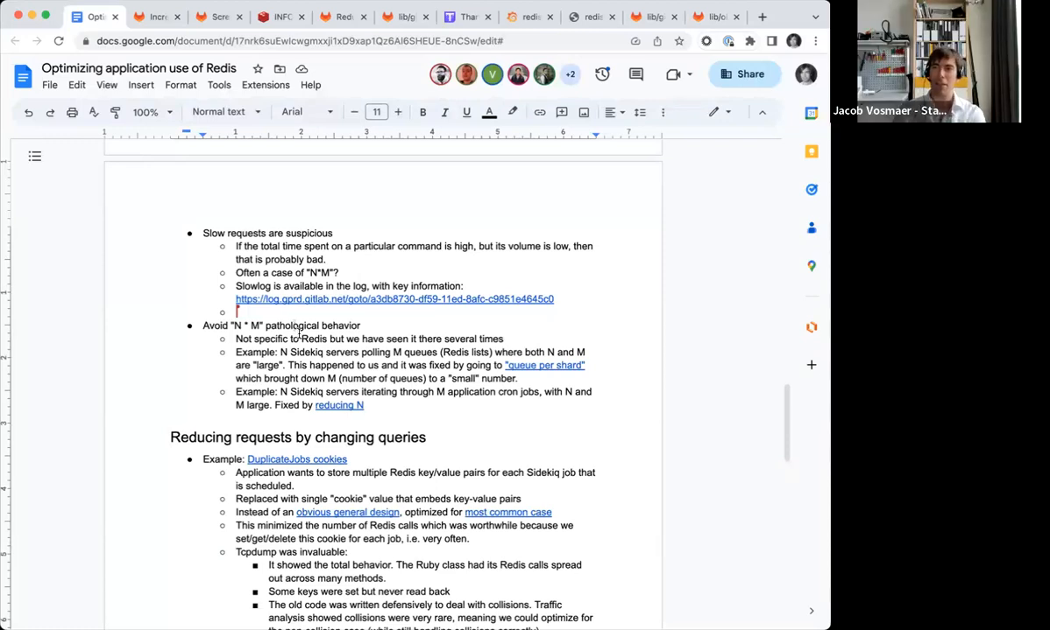So I'll get to one of the next ones, which is N times M problems, which I think we've seen a bunch of, where things can get slow if you have something that is large in one way multiplied by something that is large in another way. And I need to put large in air quotes, because at what point large is a problem is hard to say in absolute terms.